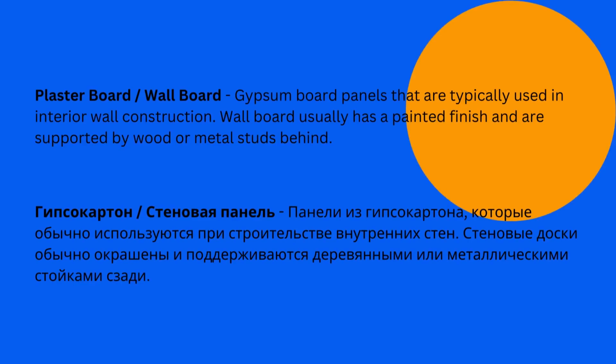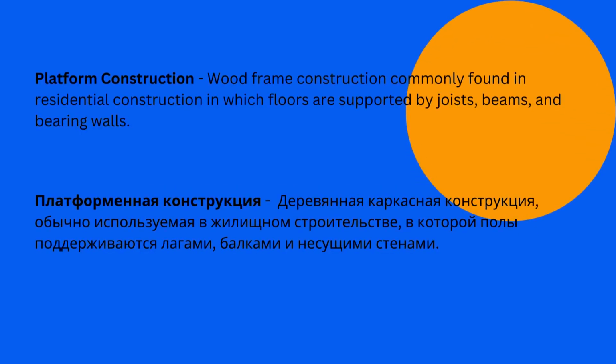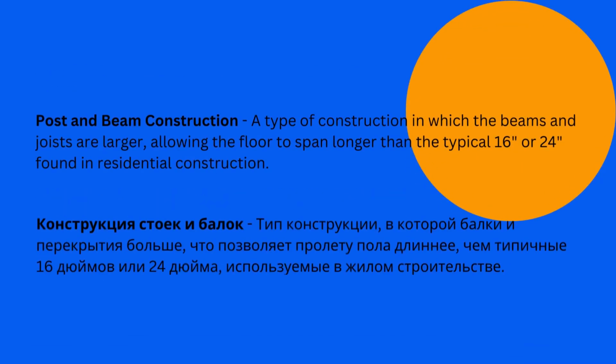Plasterboard/wallboard. Gypsum board panels that are typically used in interior wall construction. Wallboard usually has a painted finish and is supported by wood or metal studs behind. Platform construction. Wood frame construction commonly found in residential construction in which floors are supported by joists, beams, and bearing walls. Post and beam construction. A type of construction in which the beams and joists are larger, allowing the floor to span longer than the typical 16-inch or 24 found in residential construction.